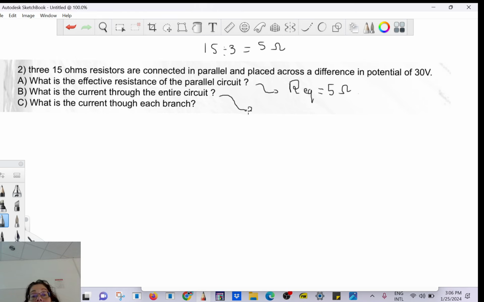Okay, can you do this one? Could you do the same thing for each branch, like divide by 3? Yeah, you're right. Absolutely. If they have the same resistance, all you have to do to find I1 and I2 and I3 is to get the main current here that we're going to compute and you divide by 3. Yes.